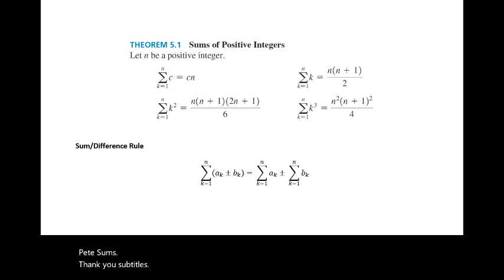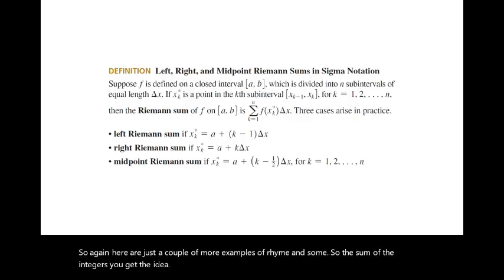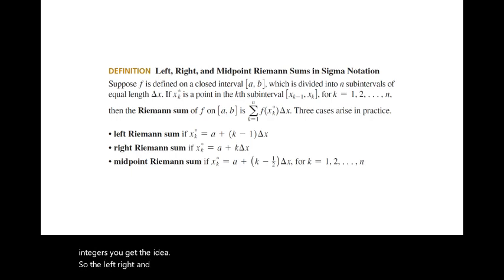So again, here are just a couple more examples of Riemann sums. So the sum of the integers, you get the idea. So the left, right, and midpoint Riemann sums can all be written in this sigma notation, and it's really handy to write them in sigma notation if you have a large amount of them.